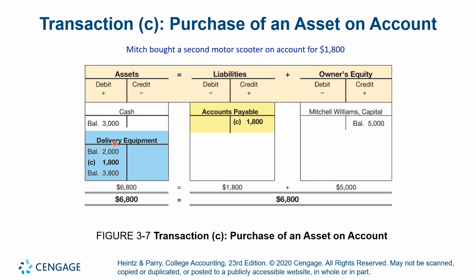And now I go over to my asset of delivery equipment because I bought another motor scooter for $1,800, and my new balance here for delivery equipment is $3,800. And when I add that with my asset of cash, I get $6,800 on the asset side and $6,800 over on the liability and owner's equity side.